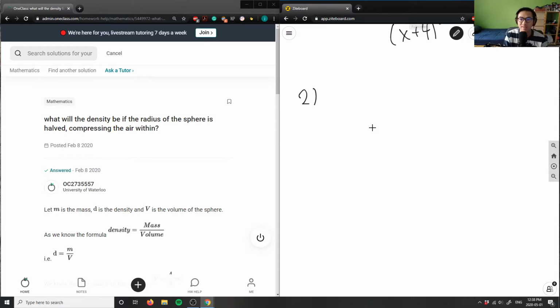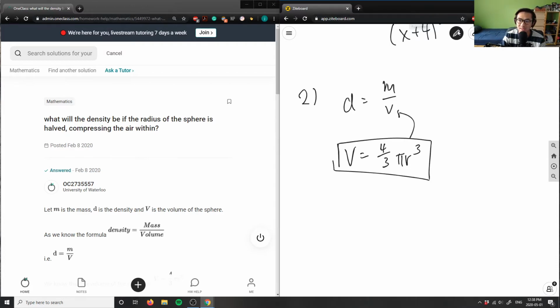All right, so we have the density equation. We know that D equals mass over volume, right? And we know that the volume of a sphere is V equals 4 over 3 pi r cubed. You can find this from a formula sheet. So it's asking, if the radius is halved, how would that affect the density?